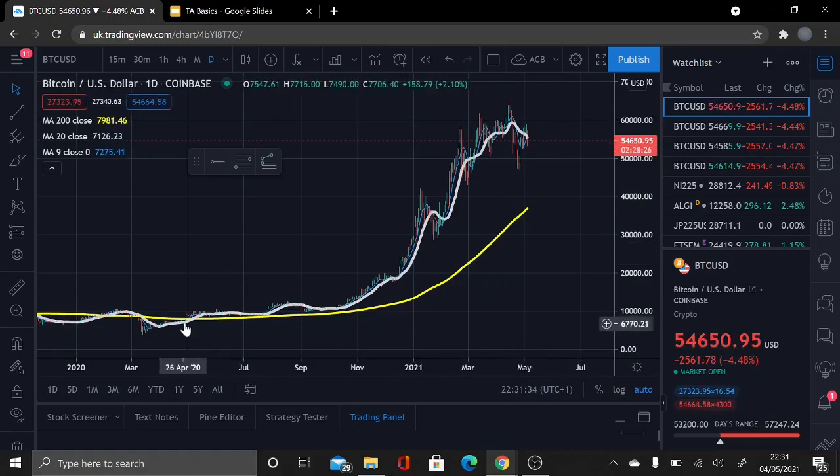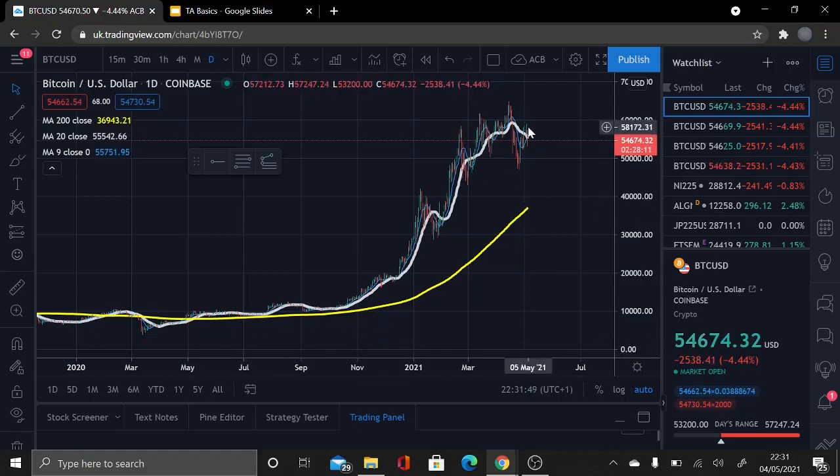Now if you look at this, if you just bought Bitcoin here, this is a really good case, and let's be honest, I actually did do this. If you bought Bitcoin here, look at the profit that you would have made if you just waited until the next death cross.